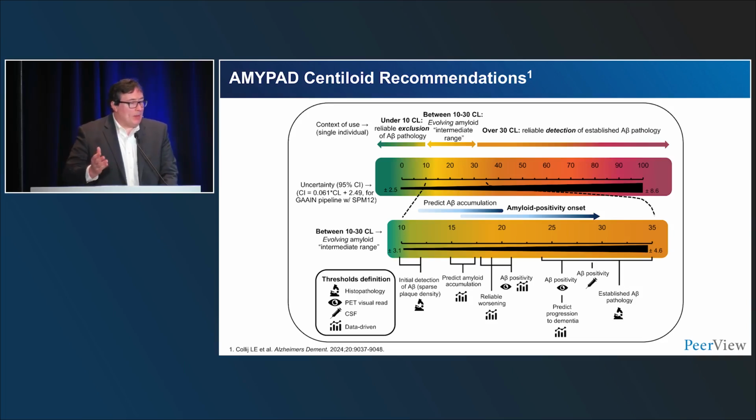There are a number of recommendations. So here's a joint recommendation from AMIPAD. They propose a cutoff of 10 as negative. This window between 10 and 30, they call intermediate. You'll hear me call this borderline. And over 30, reliable detection of amyloid pathology. And this is the range where often the visual interpretation is most challenging, and we'll talk about that.